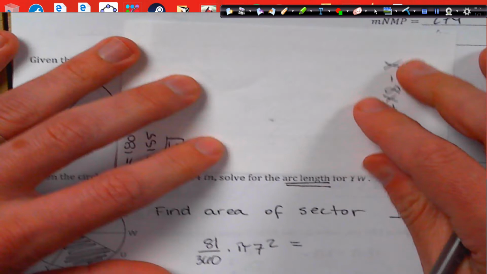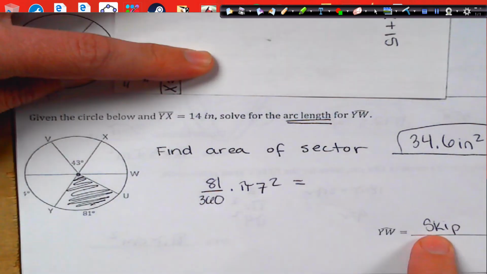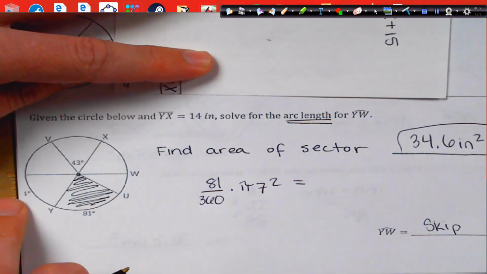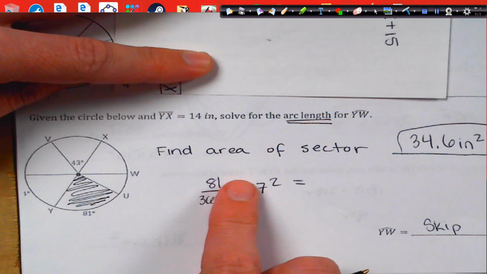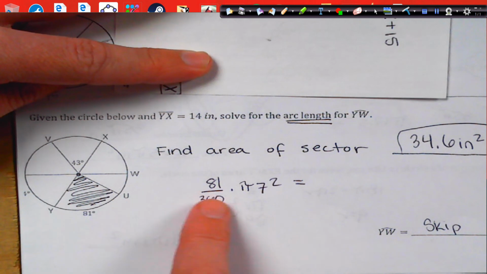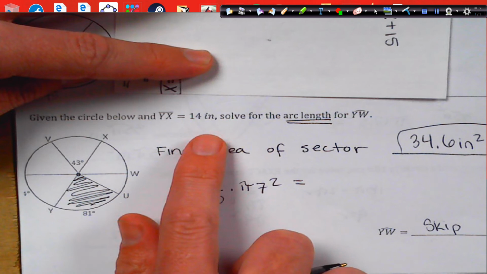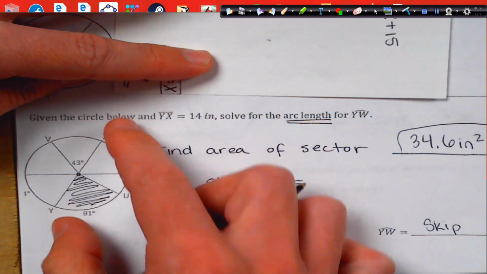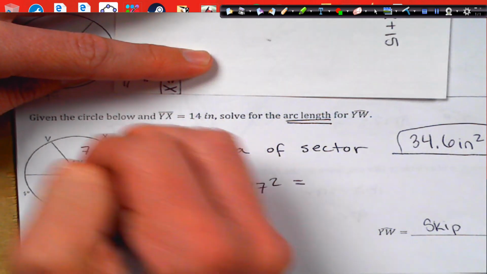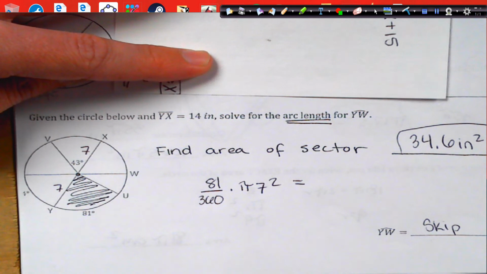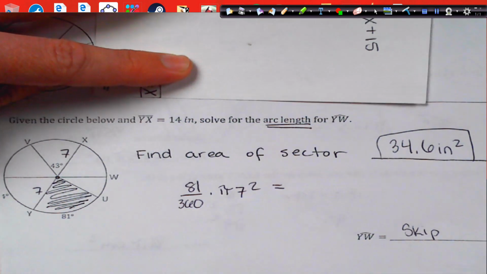All right, so moving to the next one. I told you to just skip this one because it was hard to read what this answer was over here. So just finding the area of the sector, it's 81 over 360 and then pi r squared. And 14 is YX, so that means the radius is 7. So we use 7 squared. And if you put it in your calculator correctly, you should get 34.6 square inches. 2 down, 4 to go.